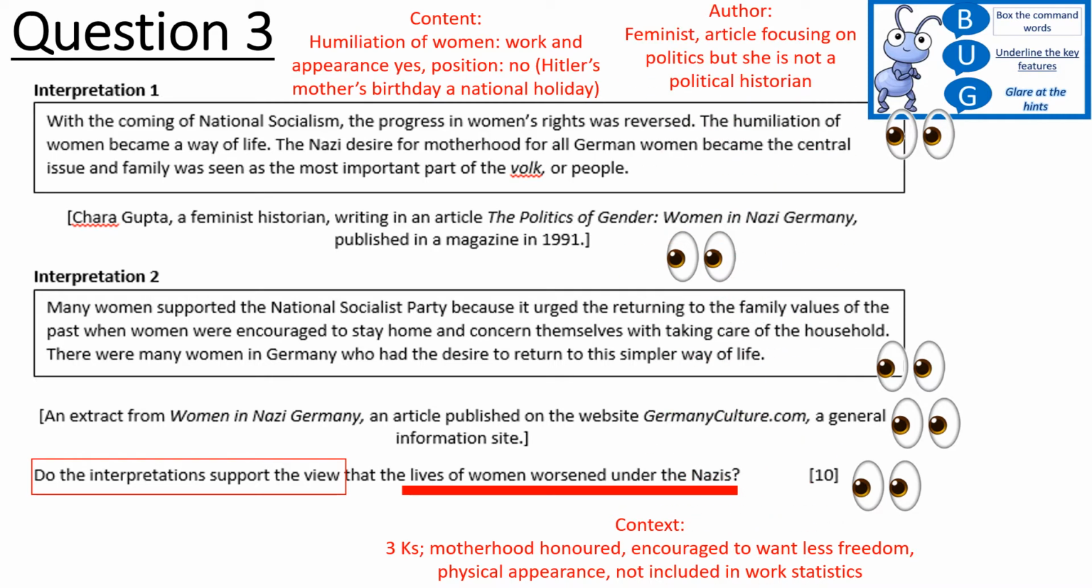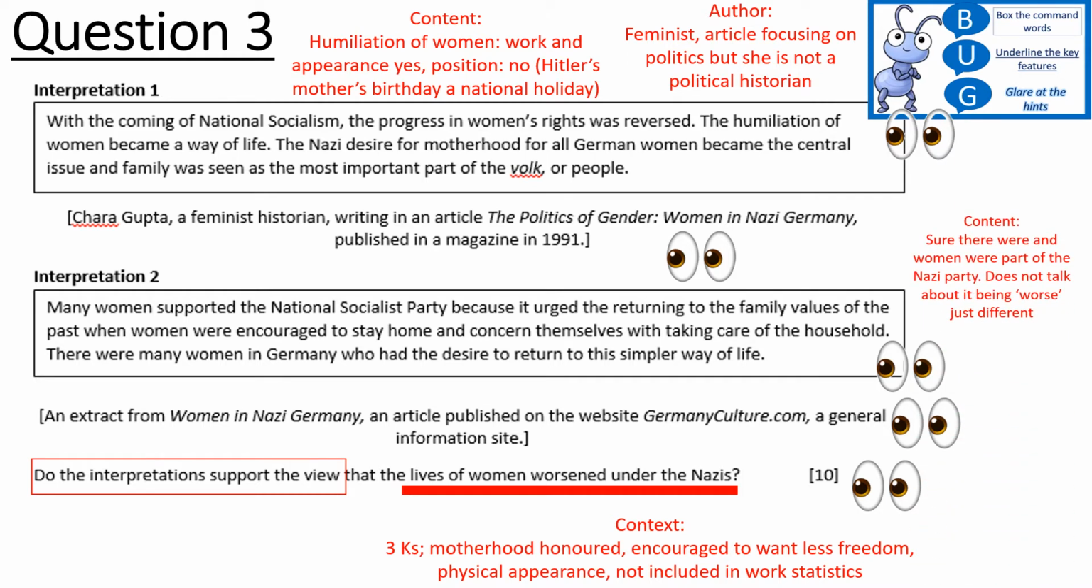In terms of the author, she is a feminist historian. Feminism means they are kind of on the side of women and they want women to be equal to men. And this article is about the politics of gender. However, she's not described as a political historian. She's described as a feminist historian that would purely focus on women. So I think she's in a pretty good place to assess life for women. However, with her being a feminist, it's likely to be quite weighted towards thinking women are worse off.